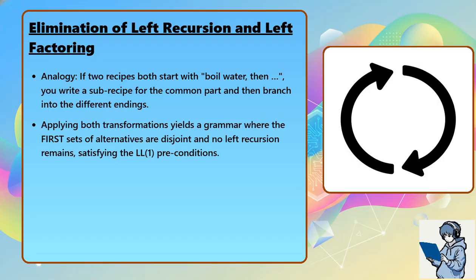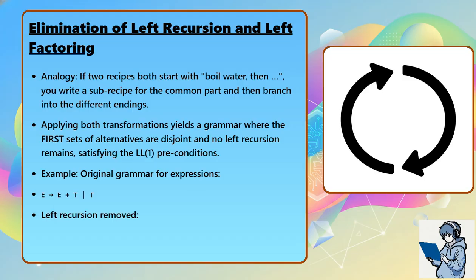Applying both transformations yields a grammar where the first sets of alternatives are disjoint and no left recursion remains, satisfying the LL(1) preconditions. Example: original grammar for expressions, E goes to E plus T or T. Left recursion removed: E goes to T E prime; E prime goes to plus T E prime or epsilon.